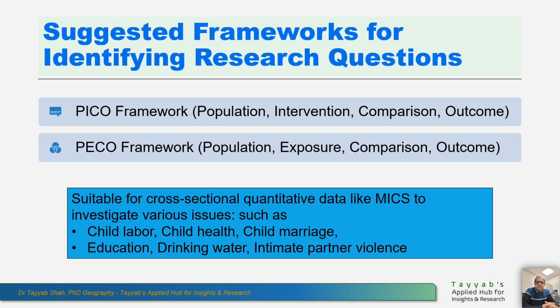And I was thinking about how to make it easier, like a systematic approach. So I came across two frameworks. The first one is PICO. The purpose of this framework was more on health sciences or health interventions, where they have a population, intervention, comparison, and outcome.